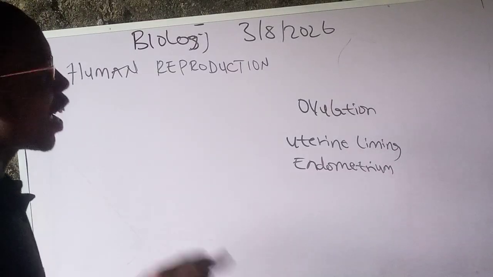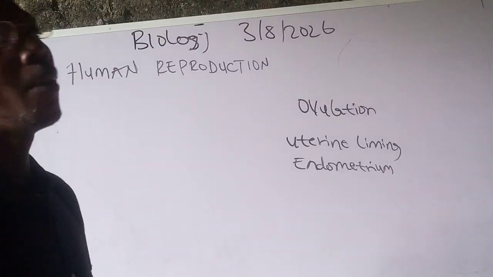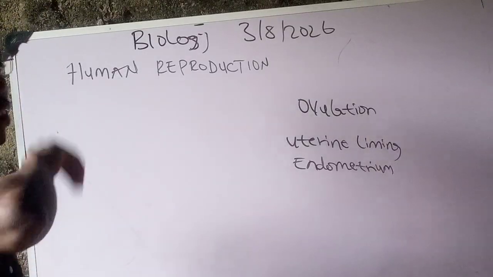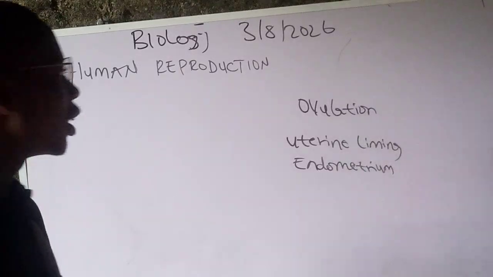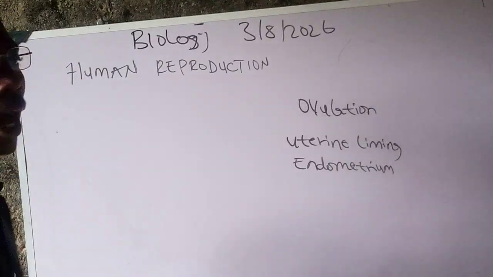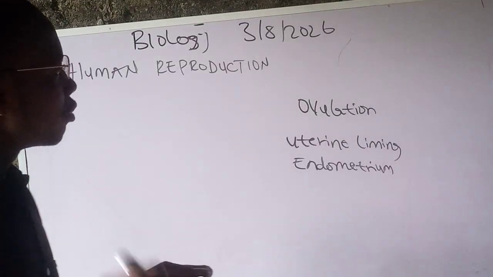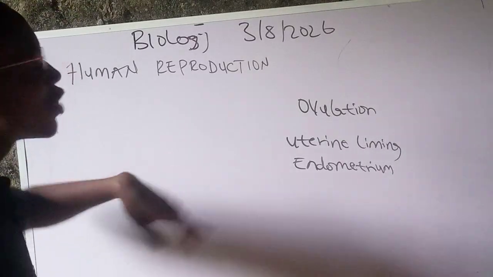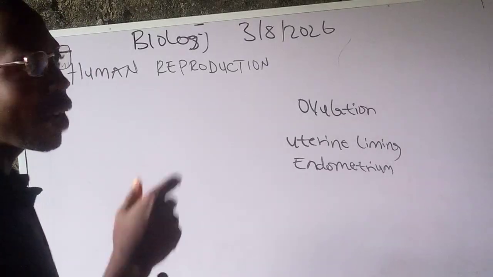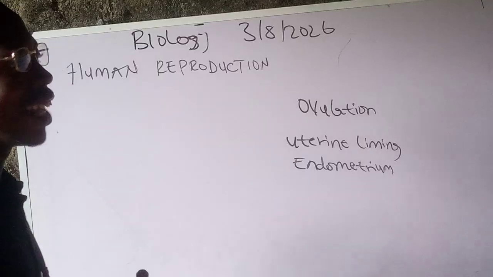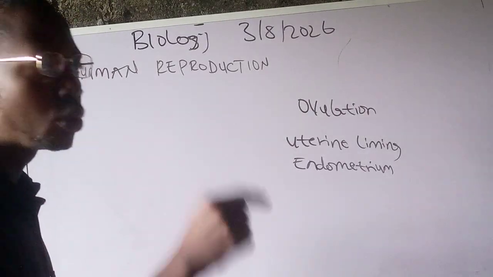Now, when the egg is in the fallopian tube, the sperm will enter from the vagina to the cervix. From the cervix it will enter the uterus, and from the uterus it will go to the fallopian tube and meet the egg there and fertilize it. When one sperm meets one egg and fertilizes it, the egg will start developing in a way that another sperm cannot penetrate or fuse to it.